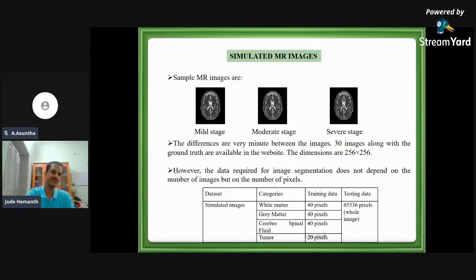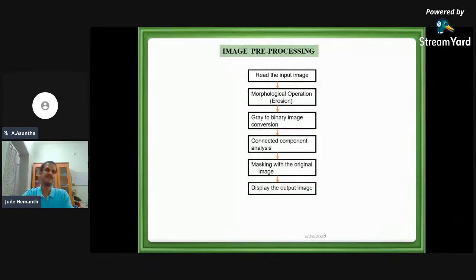So when you go for segmentation, as I told you, you are going to process within an image. So your training data and testing data will be in terms of pixels. 40 pixels: a portion of an image corresponds to 40 pixels. Another portion of an image corresponds to another 40 pixels. Because the tumor portion is very small, I could get only 20 pixels of training data. But when I go for testing, I'm going to use the entire image. Even though I told you training and testing should have different data, 20 and 40 will not make much impact on that.